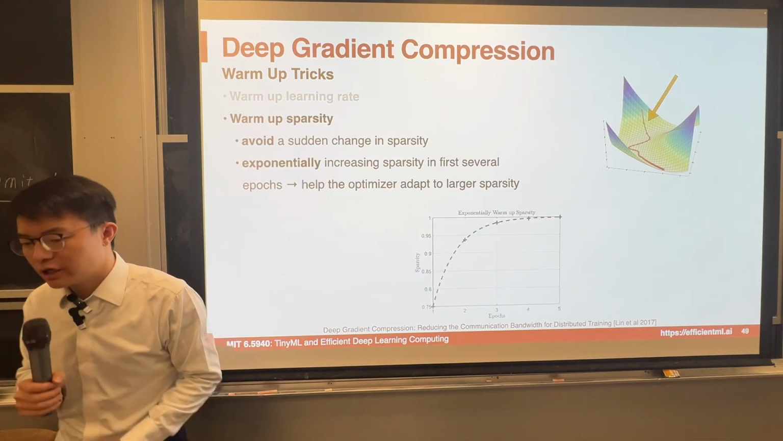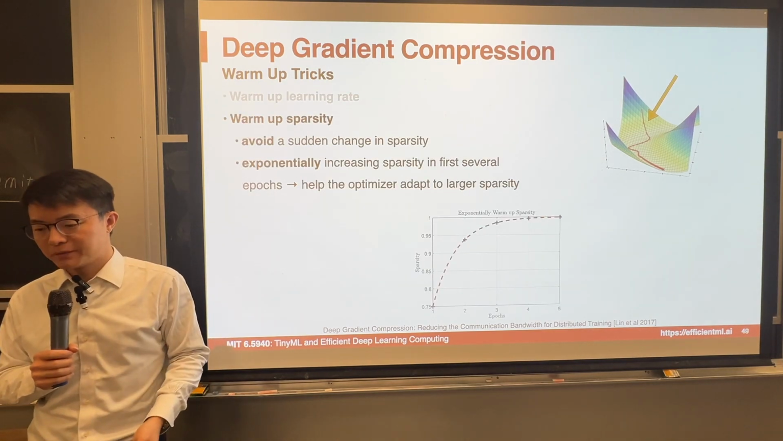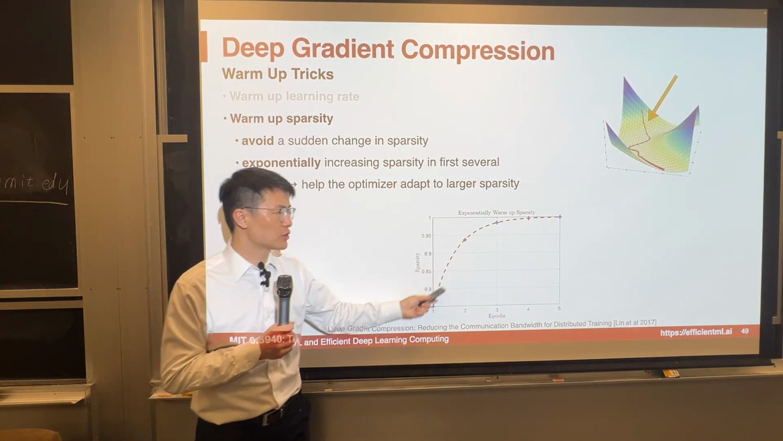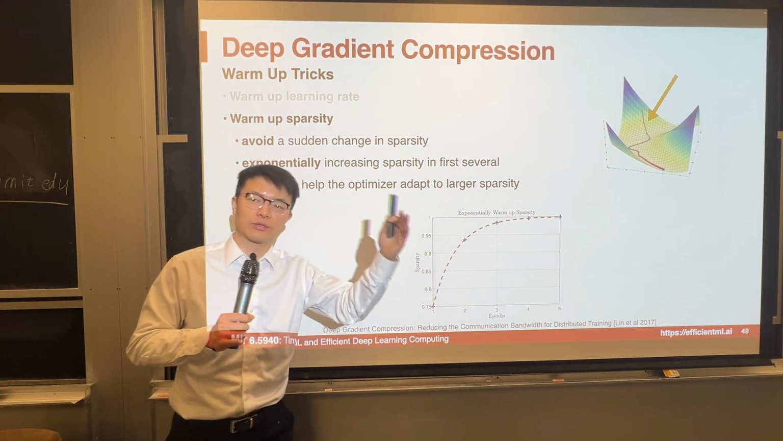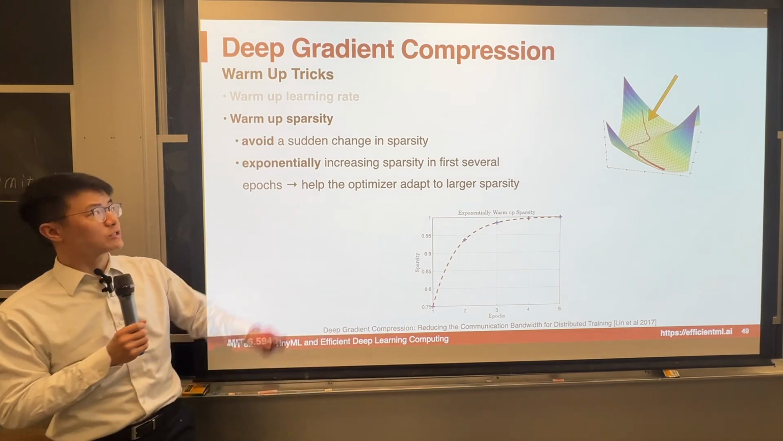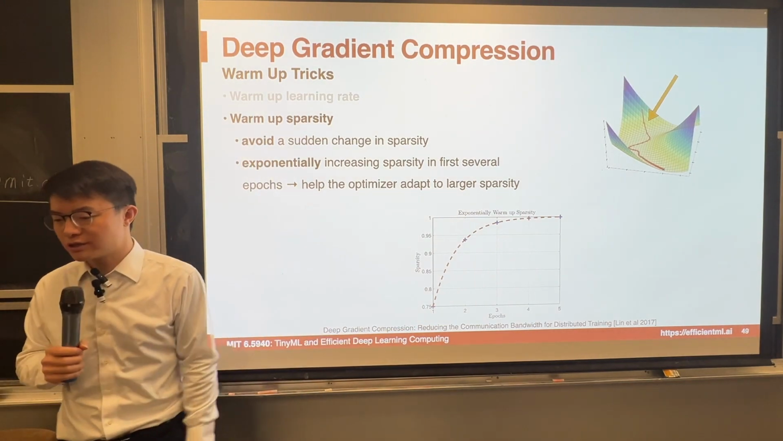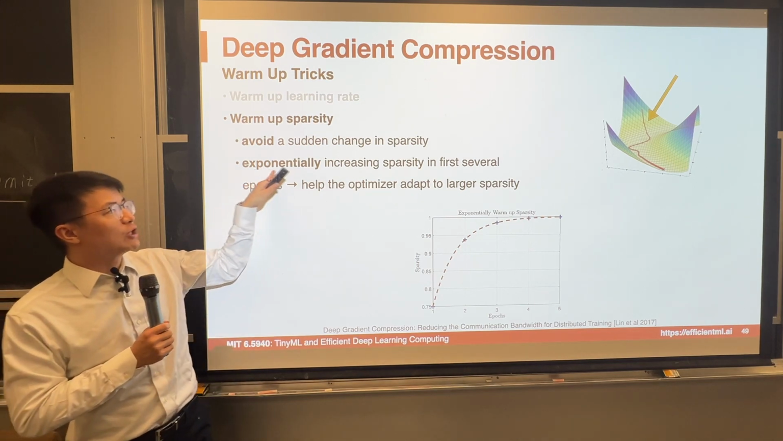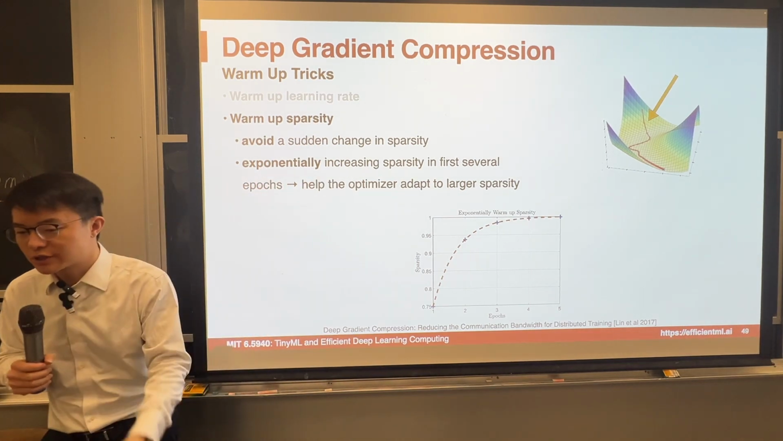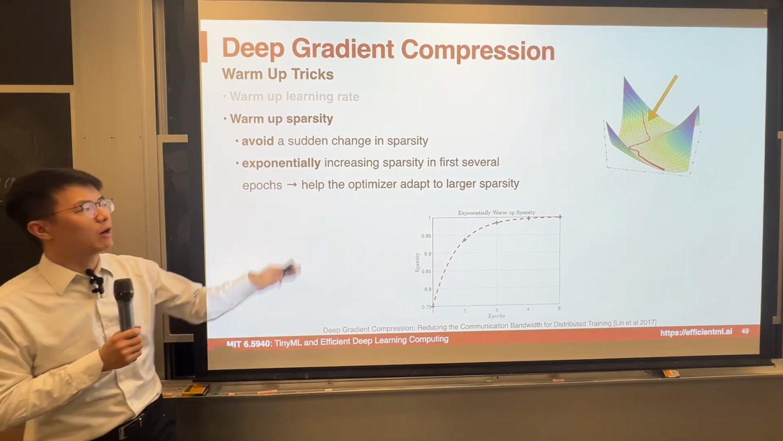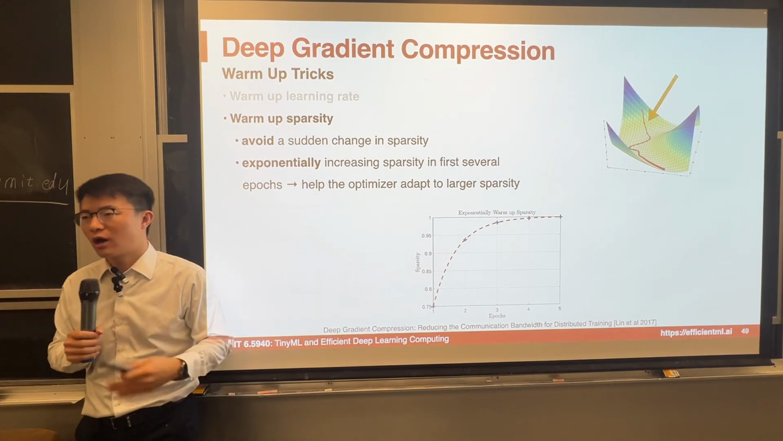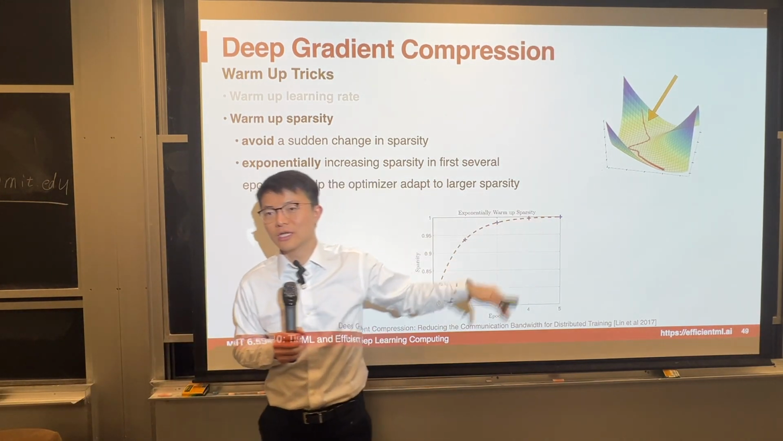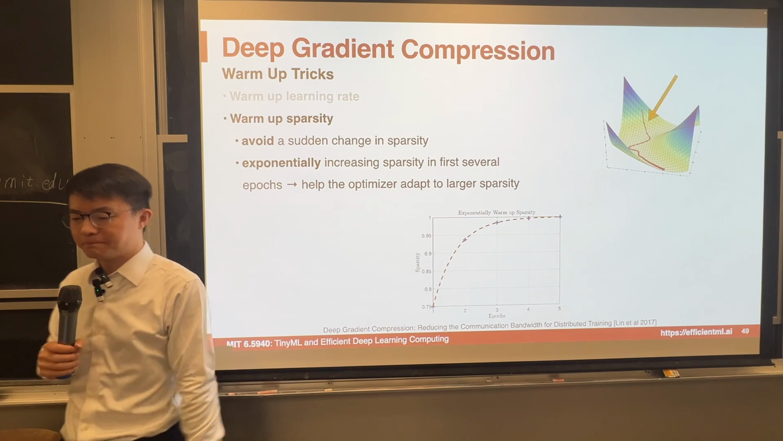We also want to warm up the sparsity rather than directly go to pretty high sparsity. We want to start with low sparsity and gradually enlarge it to avoid a sudden change in the sparsity. Exponentially increasing the sparsity in the first couple of epochs helps the optimizer adapt to larger sparsity, and that's how we get to like 99.9% sparsity in the end.